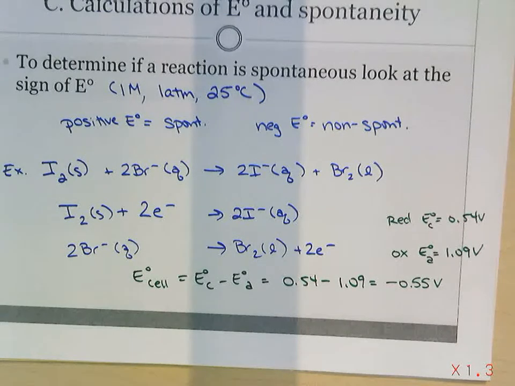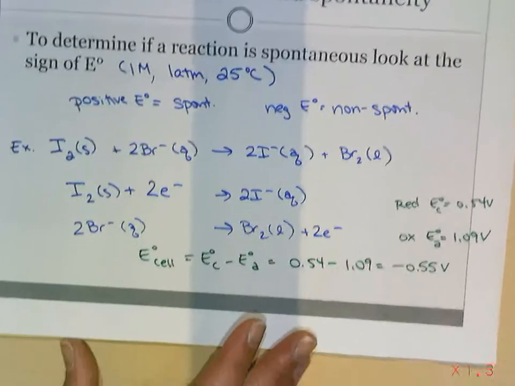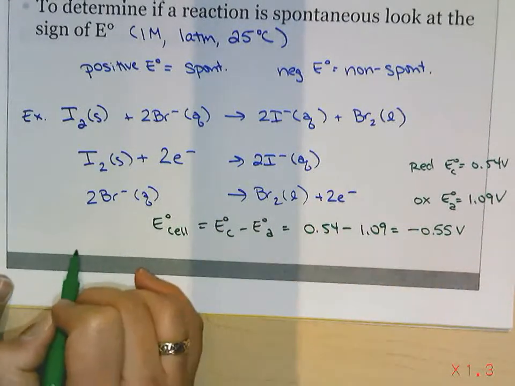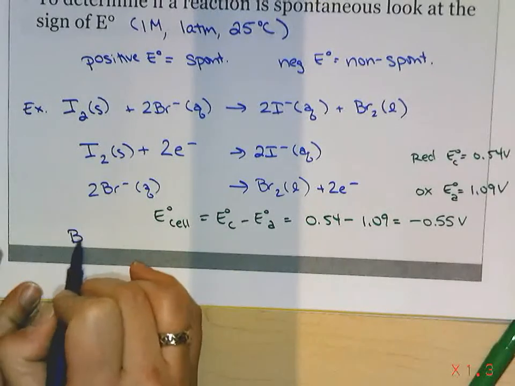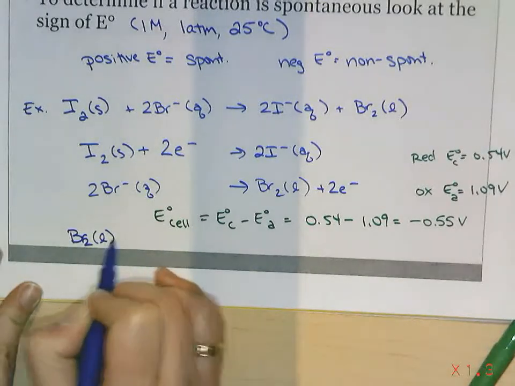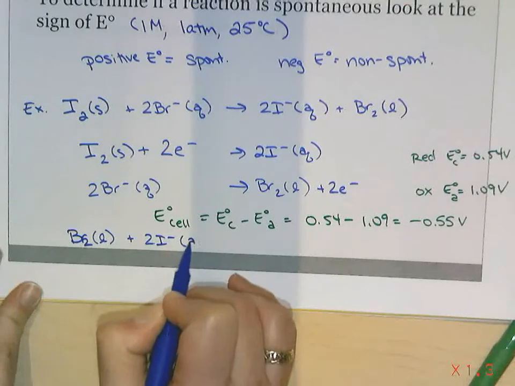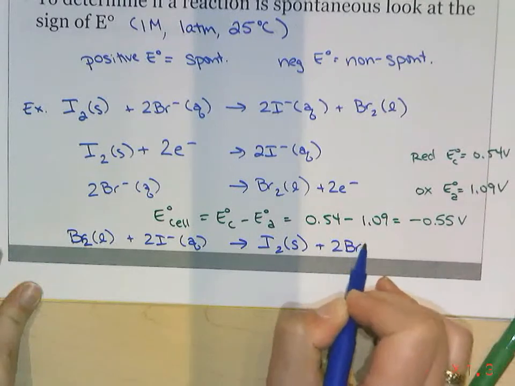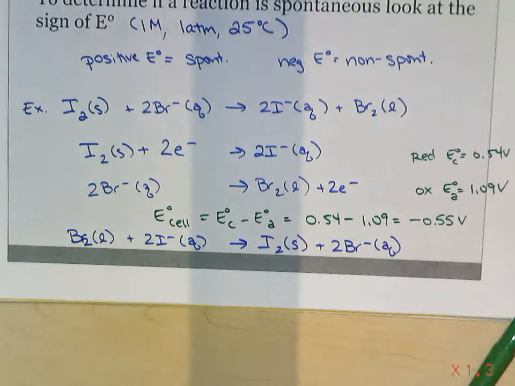Reverse it. So I don't change the numbers or the signs or anything, but what if I change it so that now it is... What have I done to my reaction? Which half reaction now is going to occur at the cathode? Right, the bromine is now going to occur at the cathode.